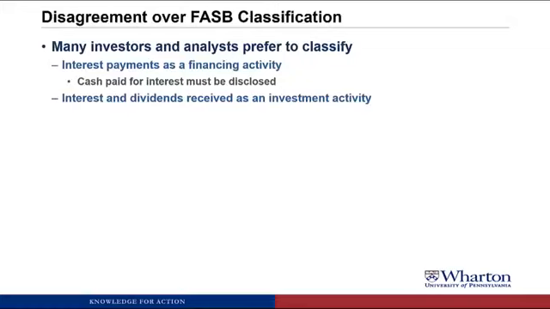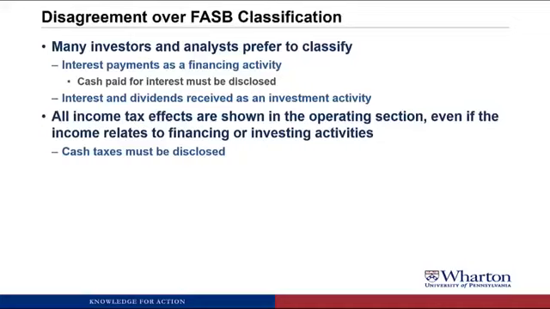Another disagreement is that all income tax effects are shown in the operating section, even if the income relates to financing or investing activities. So if there's an income tax effect from getting, say, a gain on selling property, plant, and equipment, which would be an investing activity, the tax effects show up as operating. So the FASB requires that all cash taxes paid must be disclosed. Again, if you don't think that cash taxes should be part of operating, you can take them all out in your calculation.